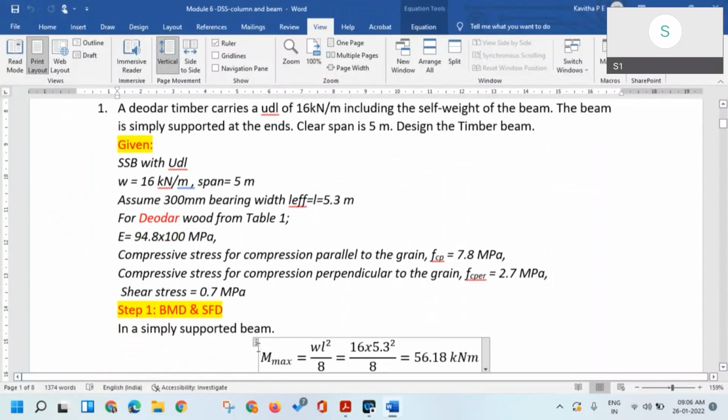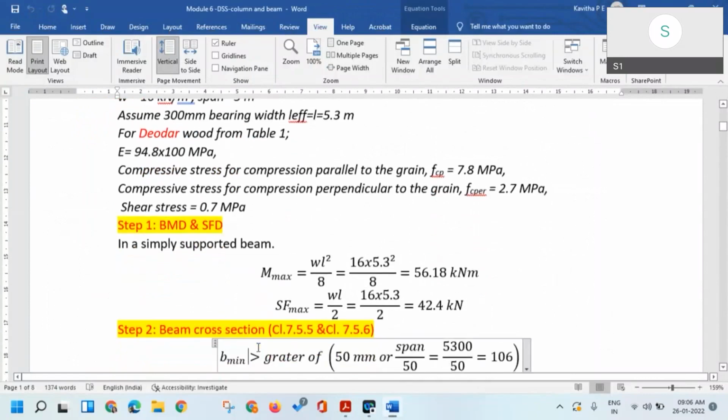The design procedure is like this: first of all, we have to calculate the maximum bending moment and maximum shear force based on the type of the beam and its end condition. The maximum bending moment for a simply supported beam with UD load is WL square by 8. W is 16 and L effective is 5.3. Hence the maximum bending moment becomes 56.18. Similarly, maximum shear force is WL by 2 for a simply supported beam with UD load, and we get the value of shear force as 42.4 kilonewton.